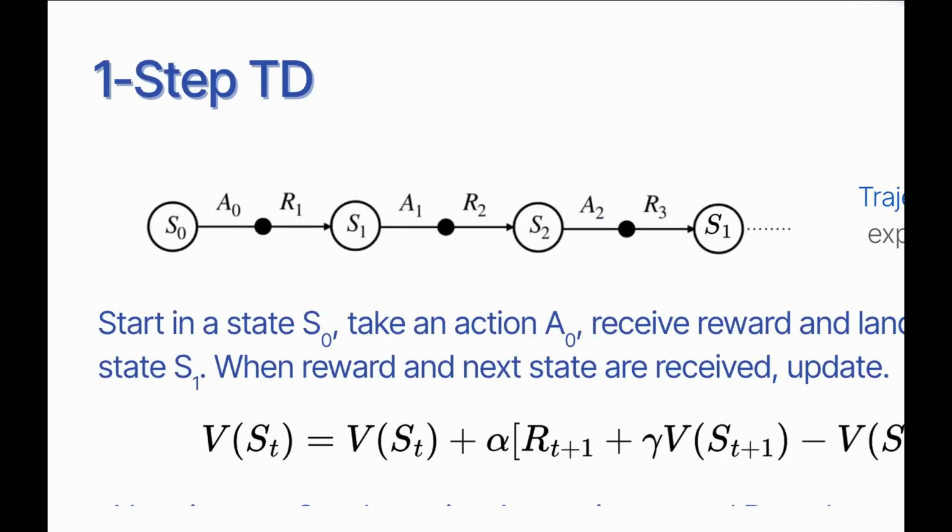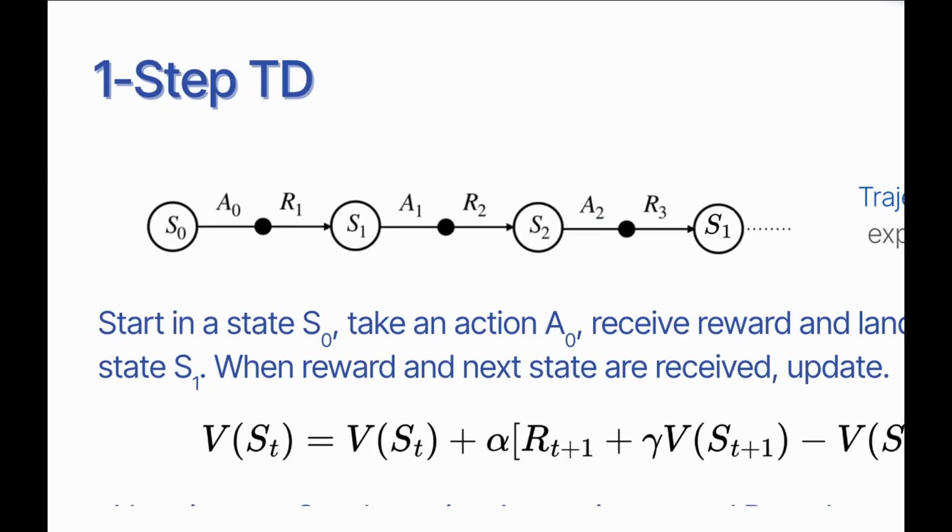One-step temporal difference learning. You start in a state S0, right? You take an action A0, receive the reward, and land in some next state S1. As soon as you get this information, S0, A0, R1, S1, you can immediately do this update. And you keep going throughout the trajectory until the episode ends.